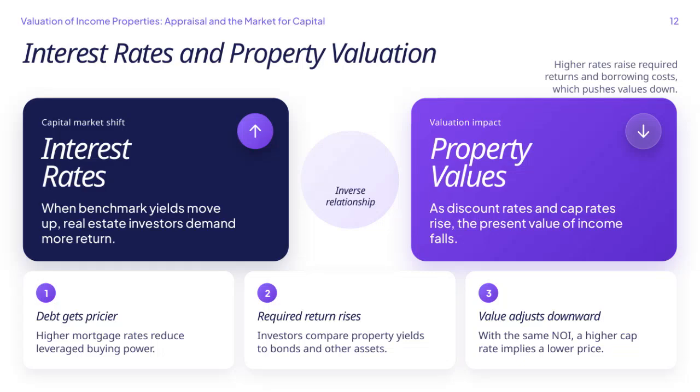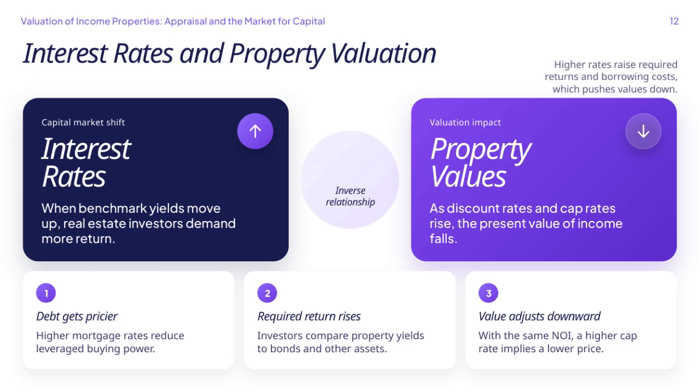Now, let's talk about how interest rates influence property valuation. When interest rates go up, the cost of borrowing increases, which means investors need higher returns to justify their investment. This causes property values to decline because the higher rates push the required returns and borrowing costs upward. There's an important inverse relationship here. As benchmark yields rise in the capital markets, real estate investors demand greater returns to compensate for the increased opportunity cost. When discount rates and capitalization rates increase, the present value of the property's income streams falls, leading to lower valuations.